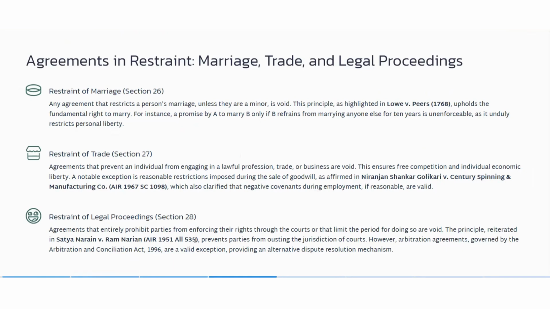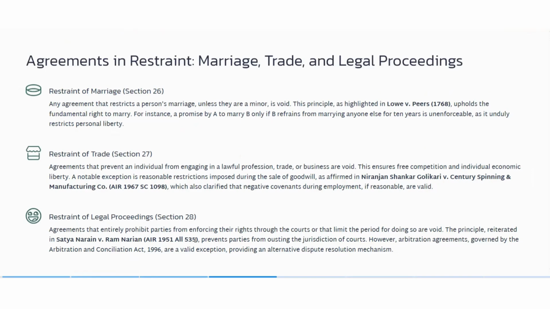This principle is highlighted in Lowe versus Peers, which upholds the fundamental right to marry. For instance, a promise by A to marry B only if B refrains from marrying anyone else for 10 years is unenforceable as it unduly restricts personal liberty.